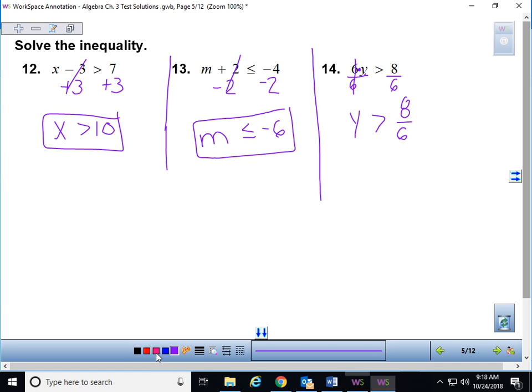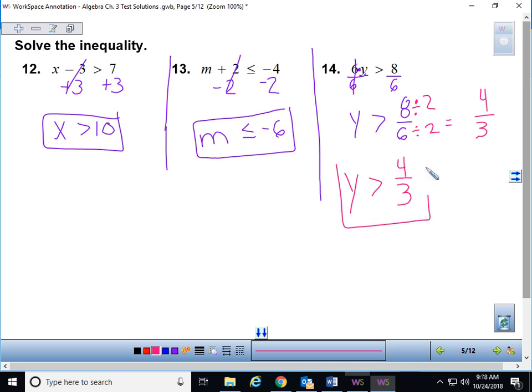Now, if you leave your answer as a fraction, it has to be simplified. To simplify, I have to think of a number that 8 and 6 have in common that I could divide. Well, they're both even, so a nice little number I always like to use is 2. If I divide top and bottom by 2, this gives me 4/3. And then there's no other number that I could divide out to simplify my fraction. So if you leave your answer with fractions, you could say y is greater than 4/3.